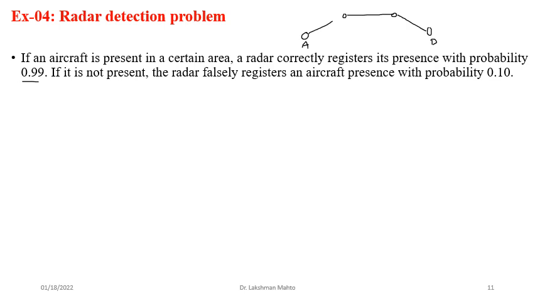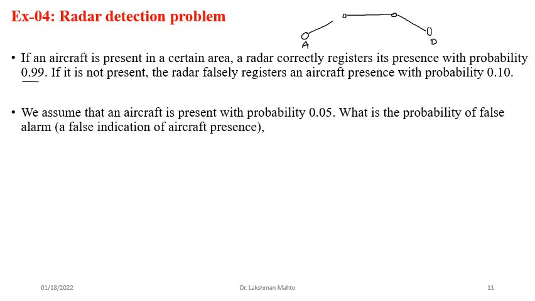And if it is not present, there is also a false reading. The radar will falsely register an aircraft as present with probability 0.1. Next, we assume that an aircraft is present with probability 0.05. Then we have to find the probability of a false alarm. What is the meaning of false alarm? It means a false indication of aircraft presence. We have to find the probability of a false indication of aircraft presence.